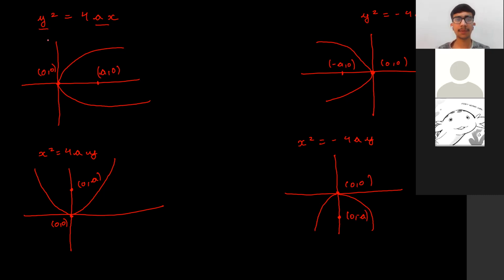Okay, you just have to remember, when y square is equal to 4ax, we have to plot towards the x-axis. And similarly, if x square is equal to 4ay, we have to plot on the y-axis.